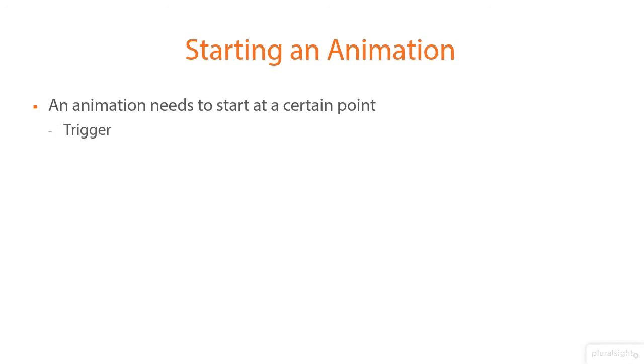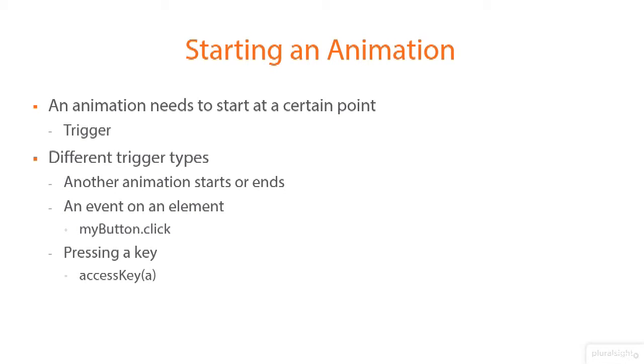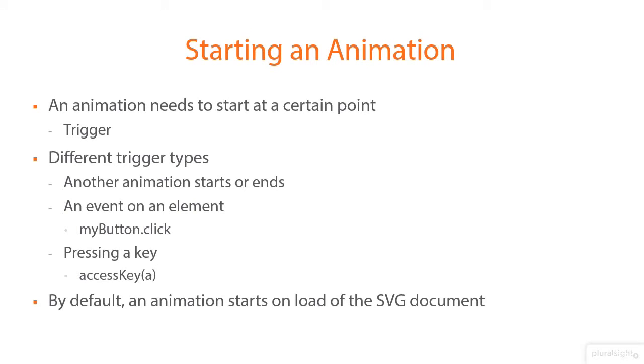Only defining how long an animation would run is not enough. We also need to trigger the actual animation start. And this can be done using a trigger to fire the execution of the animation. There are different types of triggers included in SVG. For example, an animation can start when another animation starts or ends. Also, it's possible to start an animation from code, so on a button click or on a key press. And if you don't specify anything, the SVG animation will start automatically on load of the SVG document.